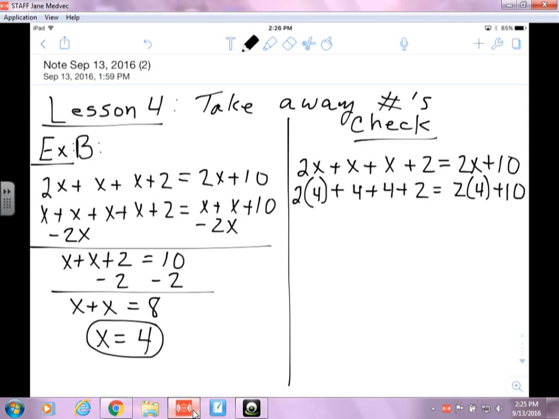Yes? Multiply. Yes, I'm going to multiply. So I'm going to take 2 times 4 and get 8. So 8 plus 4 plus 4 plus 2 equals, and I'm going to multiply on the right-hand side also and get 8 plus 10.